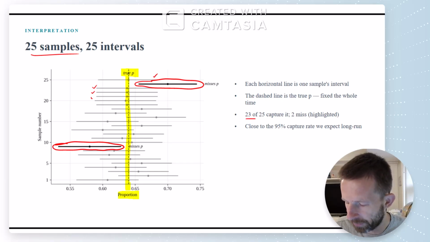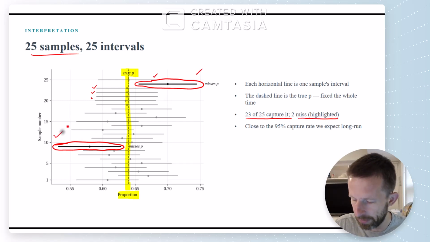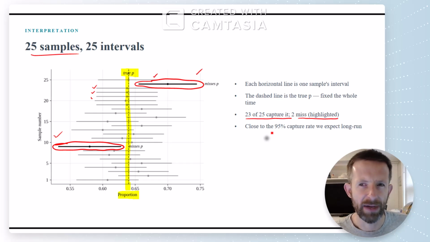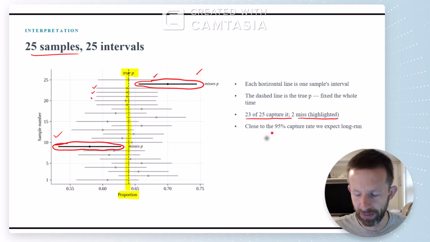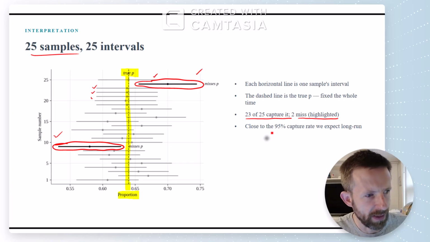So 23 of 25 capture it, 2 miss. The ones that miss are right here. And the idea is that if we were to do like 100 samples, then we would expect 5 of them to miss just by the way things are set up. And that's due to sampling variability.